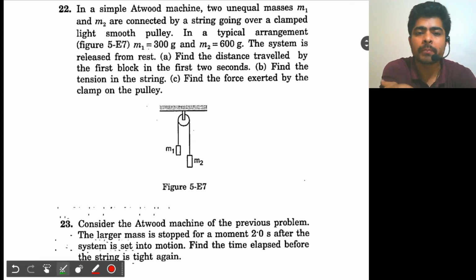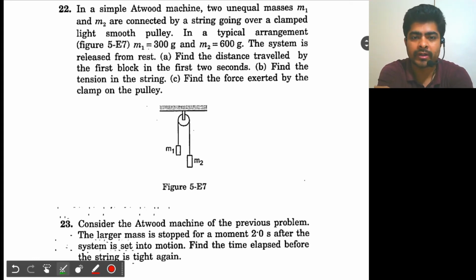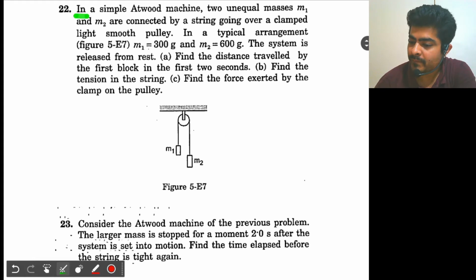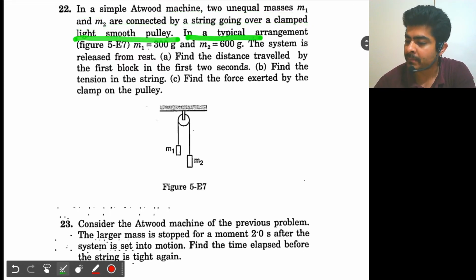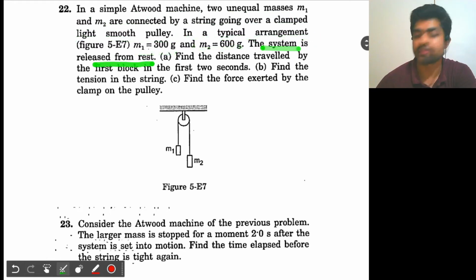Okay, now here we have a pair of questions, question number 22 and 23. Let's look at the 22 first. In a simple Atwood machine, two unequal masses M1 and M2 are connected by a string going over a clamped light pulley. In a typical arrangement, M1 is 300 gram, M2 is 600 gram. The system is released from rest.